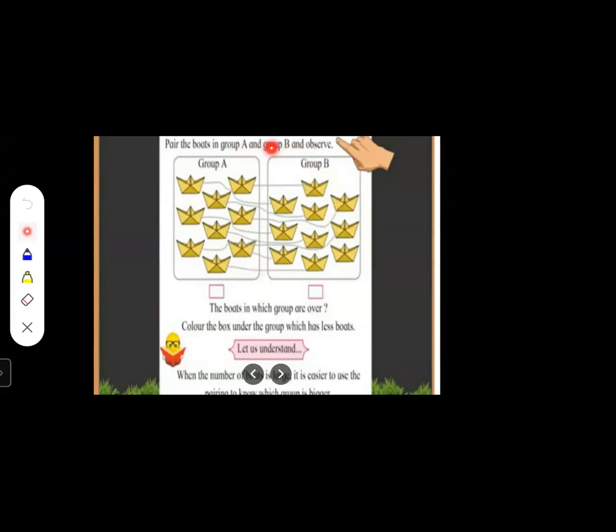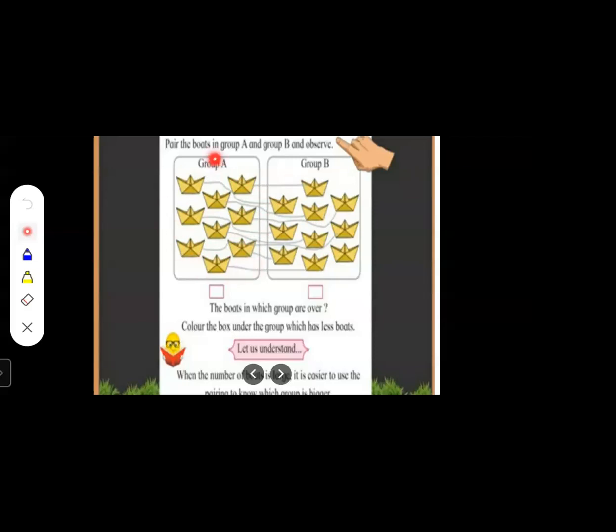Okay. Now the next one, let's pair the boats in group A and group B and observe. Now we are going to pair the boats in group A and group B. So you can see this first one, it is paired to this one. Second one over here. Third one, it is over here. Fourth, you can see over here. Fifth one over here. Sixth one, you can see over here. The seventh one to this one, eighth, ninth.